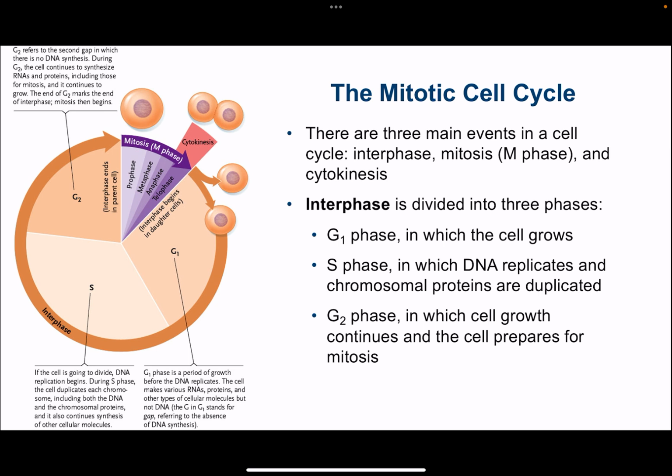Now, before we dive into the different stages of cell division, particularly mitosis, it's important that we know which phase of the cell cycle it is. The cell cycle, again, is a series of events that a cell goes through as it grows and divides. It is composed of three main events: the interphase, the mitosis or M phase, and cytokinesis. The interphase is known as the non-dividing phase.